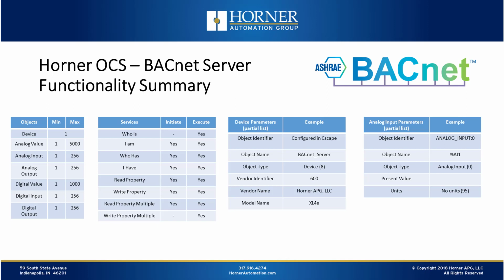So if we summarize the capability of our OCS product, in that first chart there, we show the different objects that we support with BACnet. So a Horner controller supports, of course, the device object, which is required by all BACnet devices. In addition to that, it supports analog value objects, anywhere from 0 to 5,000 of those. Analog input objects, anywhere between 0 and 256 of those. And similarly, analog output objects up to 256. Digital values up to 1,000, digital inputs up to 256, and digital outputs up to 256.